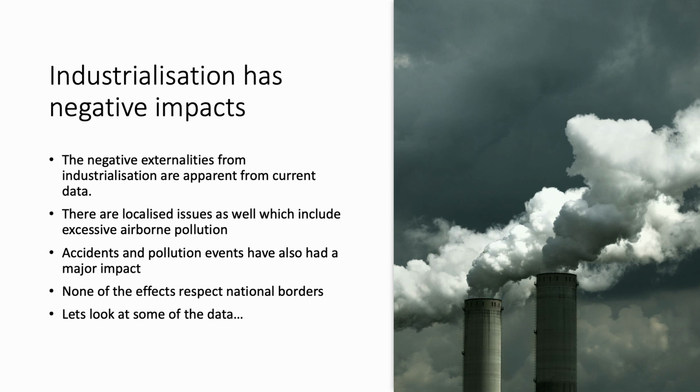Accidents and pollution events have also had a major impact on both real environments and also perception of industrial externalities. I might have mentioned previously Chernobyl, of course, and Fukushima, but we could also look at things like the Exxon Valdez oil spill and also the Deepwater Horizon in the Gulf of Mexico, both big oil spills which led to huge impacts on the local environment. I think what's important to recognise is that none of these effects respects national borders. As I mentioned in the week we were talking about acid rain, these issues don't respect the jurisdiction that needs to clean them up, and they are affecting all of us globally. So let's look at some of the data.